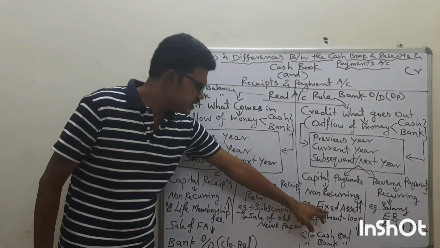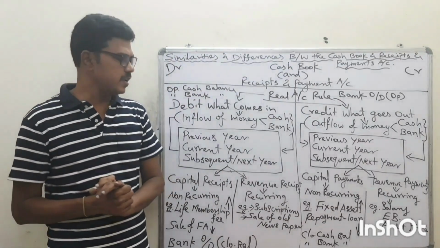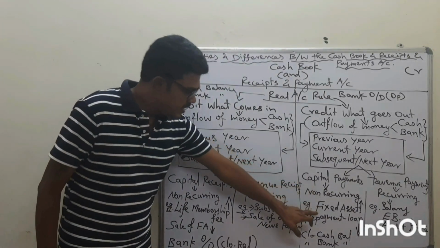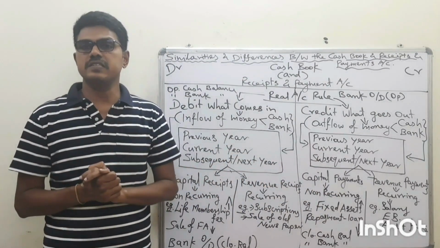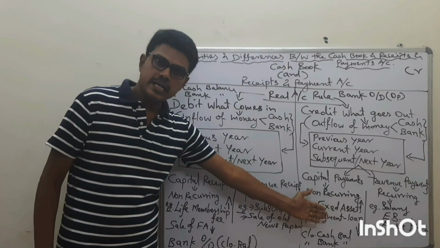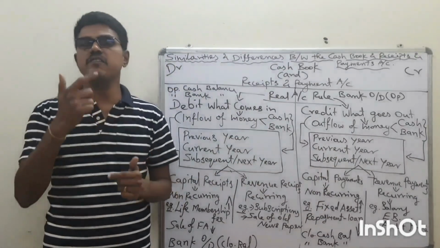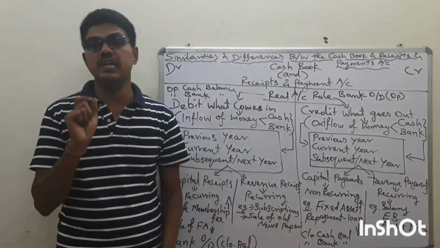For example, purchase of fixed asset, repayment of loan. Capital payments arise when the organization purchases some fixed asset. Increase in the value of fixed asset gives rise to capital payments, or decrease in the value of non-current liability.